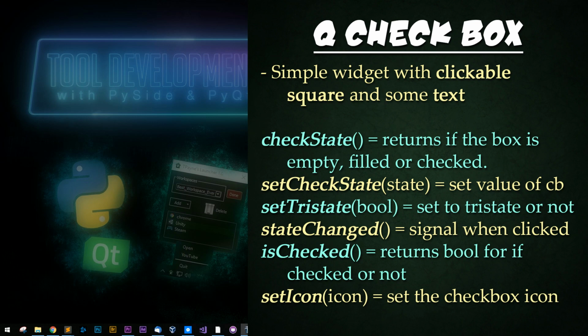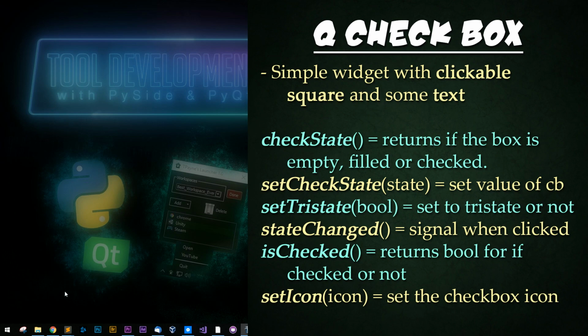Check state returns if the box is empty, filled, or checked. PyQt returns integers and PySide returns a state. Set check state sets the value of the checkbox. Set tristate will set the checkbox to be tristate or not. State changed is the signal for if the checkbox is clicked. Is checked and set icon are functions inherited from the abstract button class, and they just return the bool or are used to set the checkbox icon.